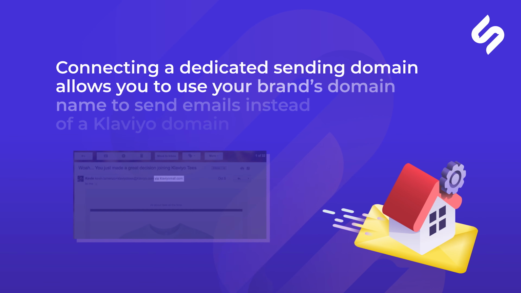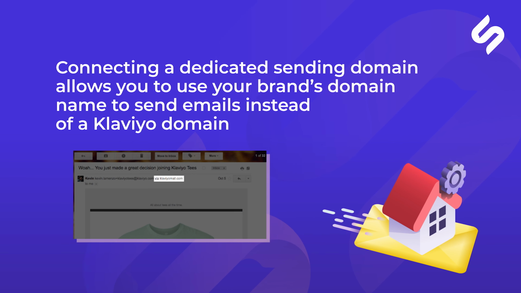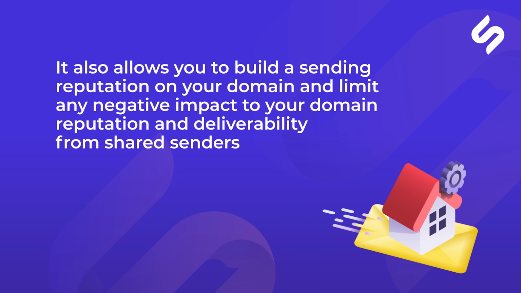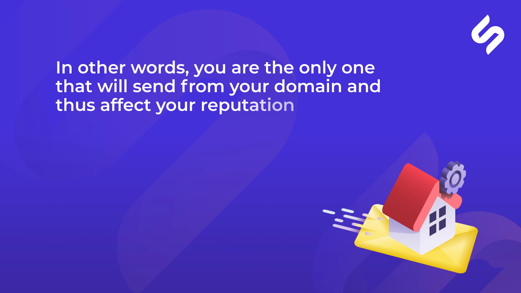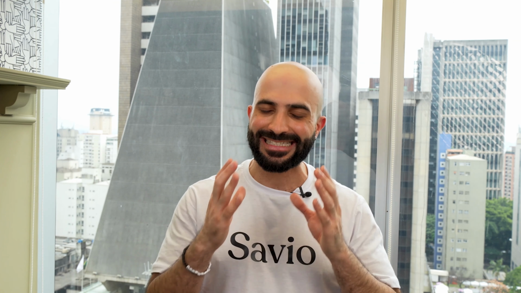Connecting a dedicated sending domain allows you to use your brand's domain name to send emails instead of a Klaviyo domain. It also allows you to build a sending reputation on your domain and limit any negative impact to your domain reputation and deliverability from shared senders. In other words, you are the only one that will send from your domain and thus affect your reputation, which in turn can help increase your email deliverability and landing in the primary folder. Now, let's see how to set up your dedicated sending domain step by step.